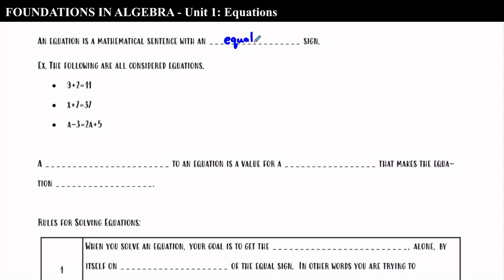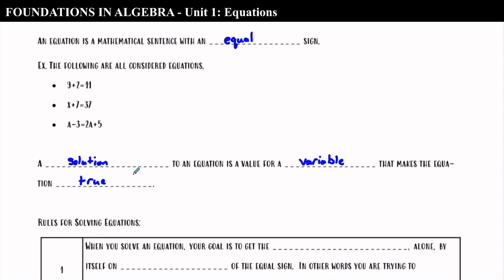Now, a solution to an equation is a value for a variable that makes the equation true. So remember, a variable is just a placeholder. It's a letter that takes the place of a number that we don't know yet. And to find the solution, we find what number equals that variable.